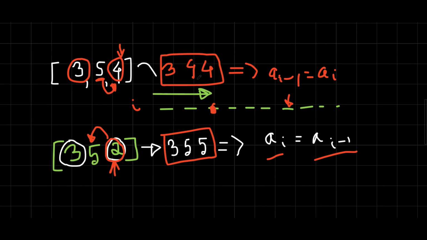So we have to keep track of the number of operations we are performing. And if in any of the positions our number of operations is greater than 1, then we have to return false. Otherwise, we have to return true. I hope you understood the algorithm. Now let's move on to the code.